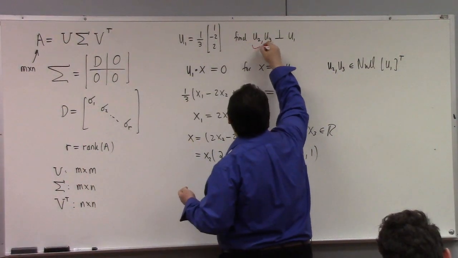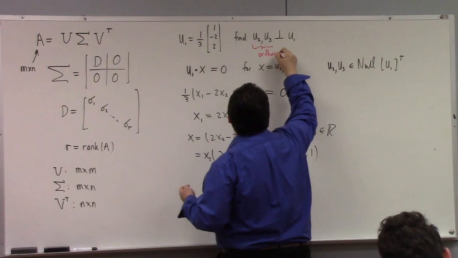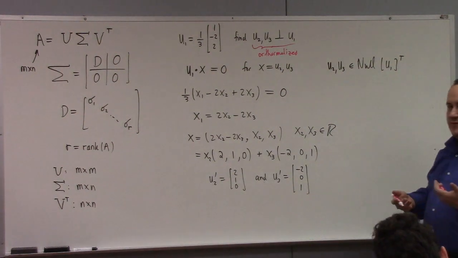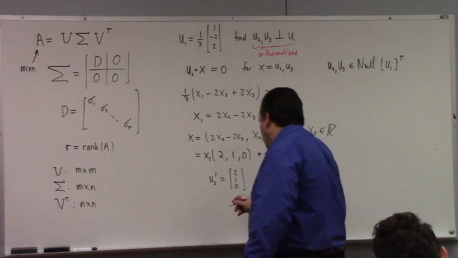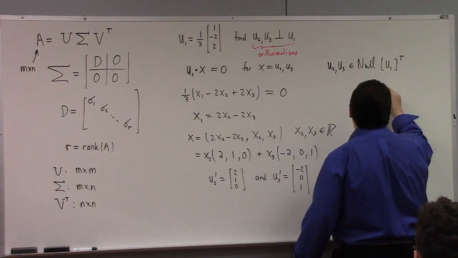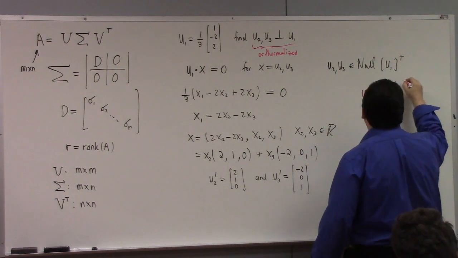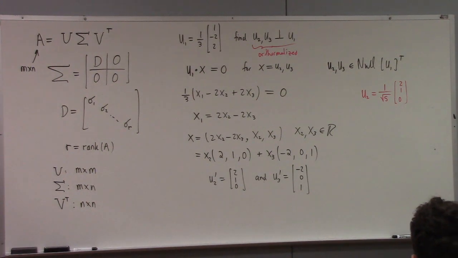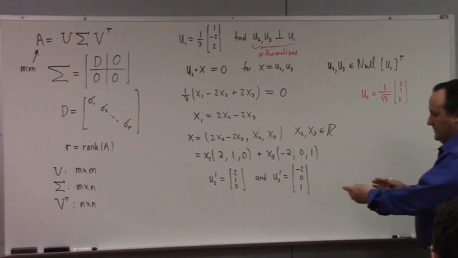So these need to be orthonormalized, right? I want them to be normalized and orthogonal. Well, u2 is easy enough. So u2, I just do 1 over square root of 5 times (2, 1, 0). Now that's normal. Woohoo! Are u3 prime and u2 prime perpendicular? They're not, right? The dot product of these two is non-zero.